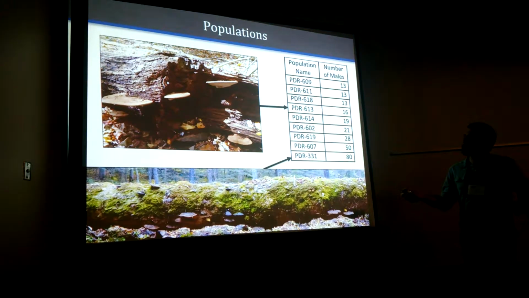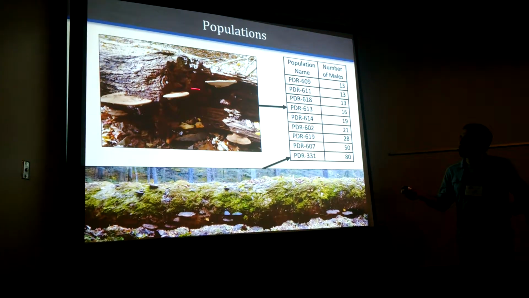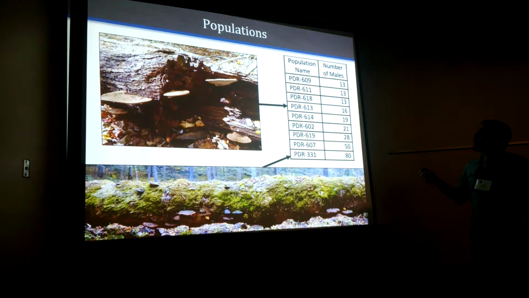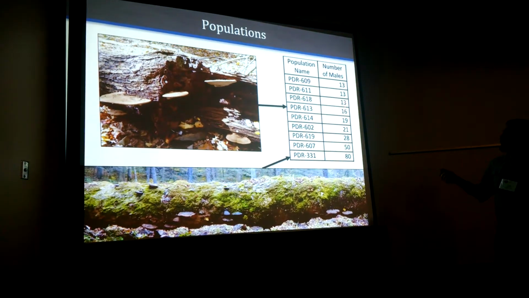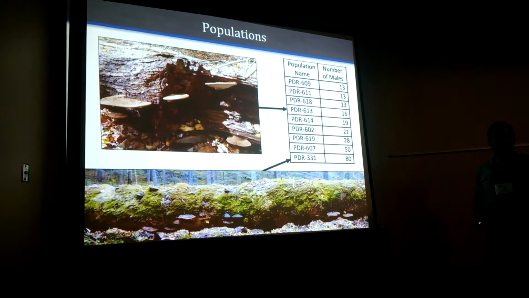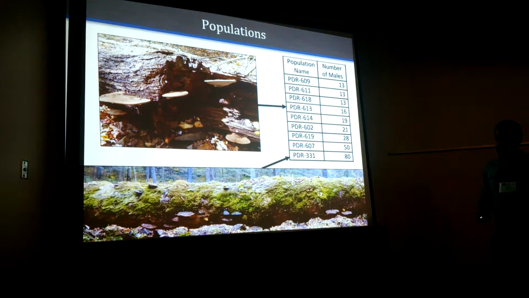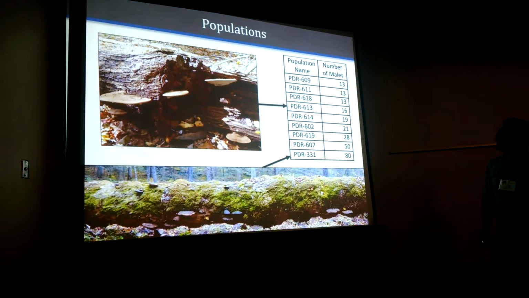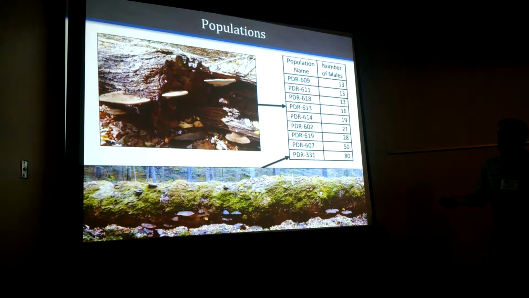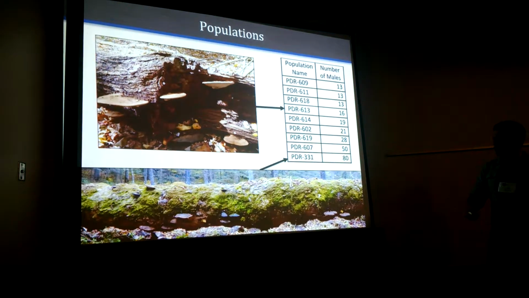So this is your typical subpopulation. You've got a couple of mating arenas, a couple of these brackets. Typically, our populations consist of about 10 to 30 males in a population. The sex ratio is 50-50, slight female bias. But we do have a couple of mega populations in this forest as well.